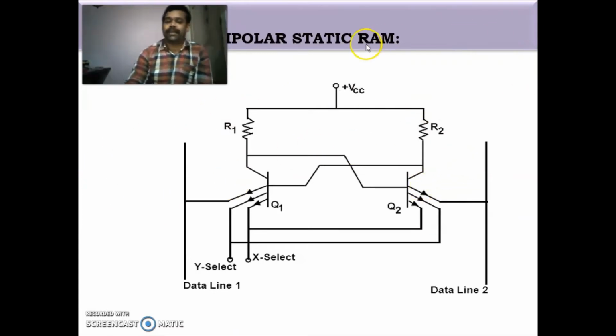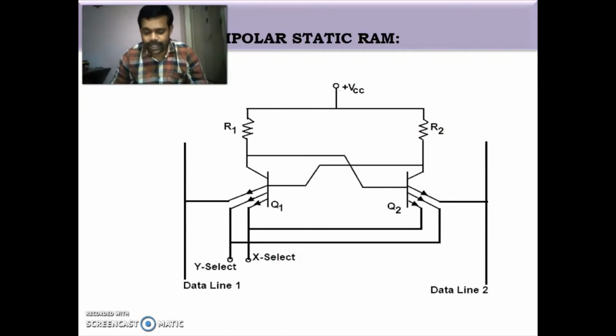The advantage of cross coupling is that if one transistor is on, then the other one will be off. If Q1 is on, then Q2 will be off. If Q2 is on, then Q1 is off. This is the cross coupling operation. One emitter is connected to the X select and another emitter to the Y select. Similarly, one emitter is connected to data line 1 and another to data line 2. So this is the circuit diagram of a bipolar static RAM.